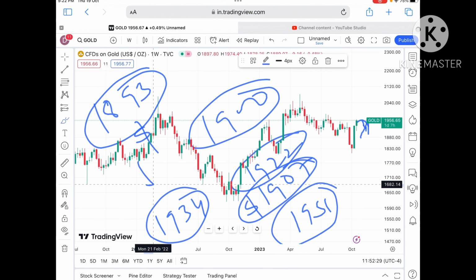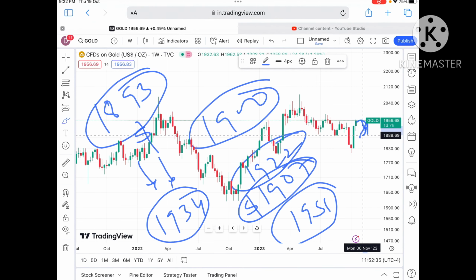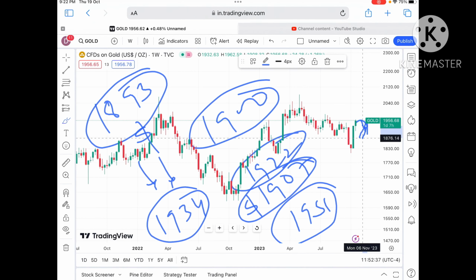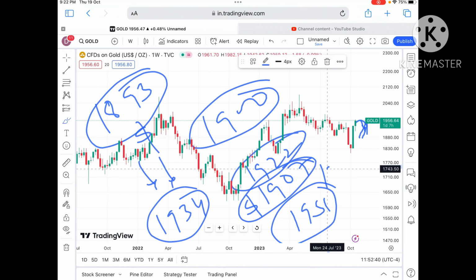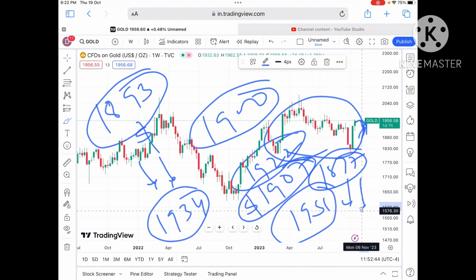Chances are very high it will go further low, and as soon as it starts moving below 1893, the probability of going towards 1888 will be there, and from there we can see a level of 1877. If the price starts falling below that level, a further downfall we can see.